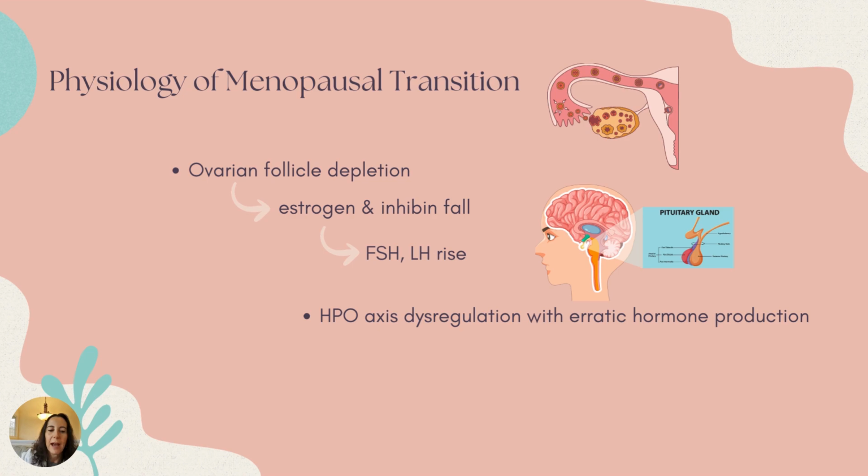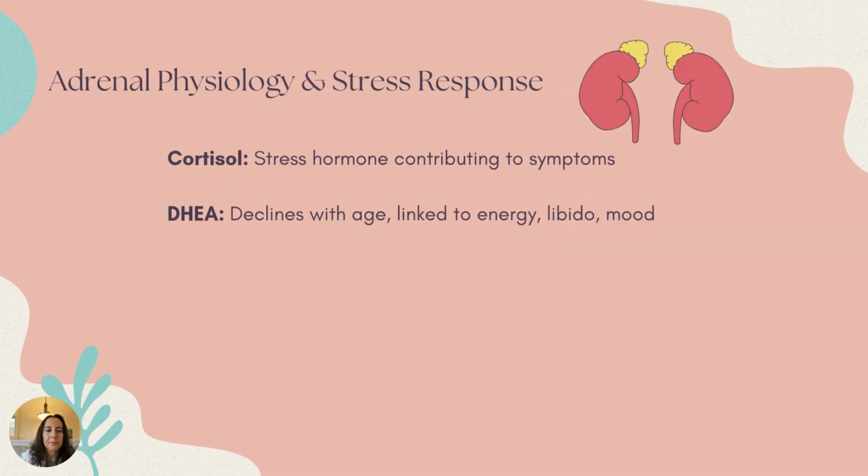So it's all about the HPO axis, the hypothalamic-pituitary-ovary axis dysregulation, because during perimenopause it works for a while, where I'm going to bump up the FSH and it's going to stimulate the ovaries, and then it works for a while and then it doesn't, so you get that irregularity and erraticness. And at the same time, because of the drop in the hormones and inhibin, there's increased cortisol. Stress hormones are contributing to some of the symptoms.